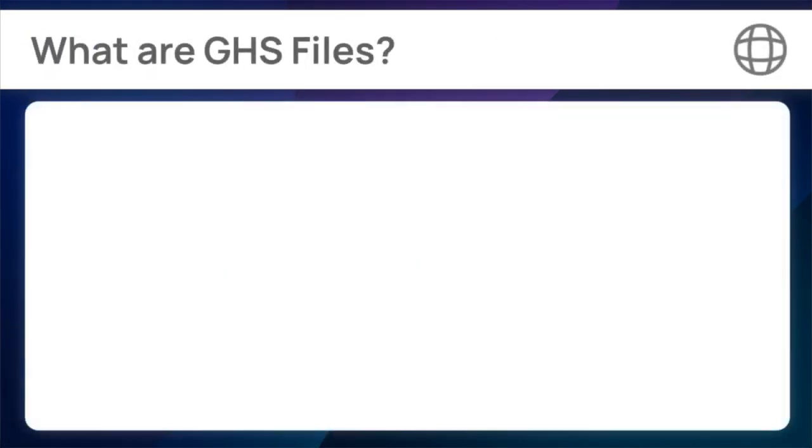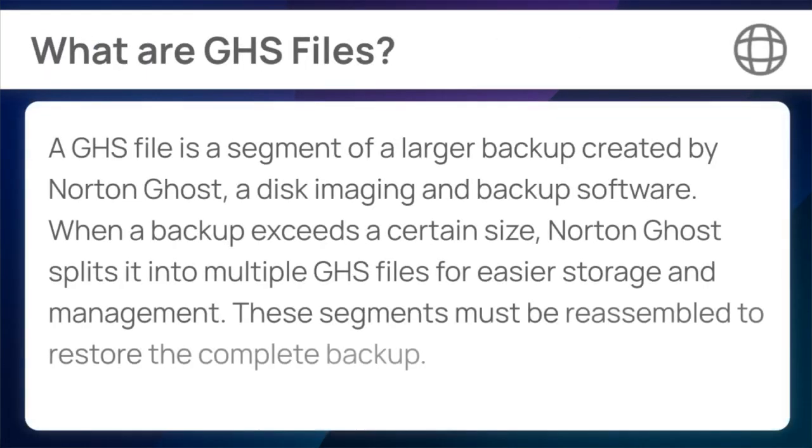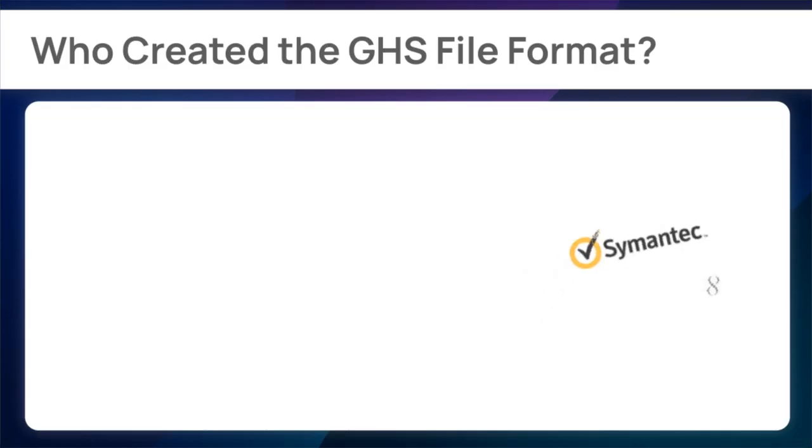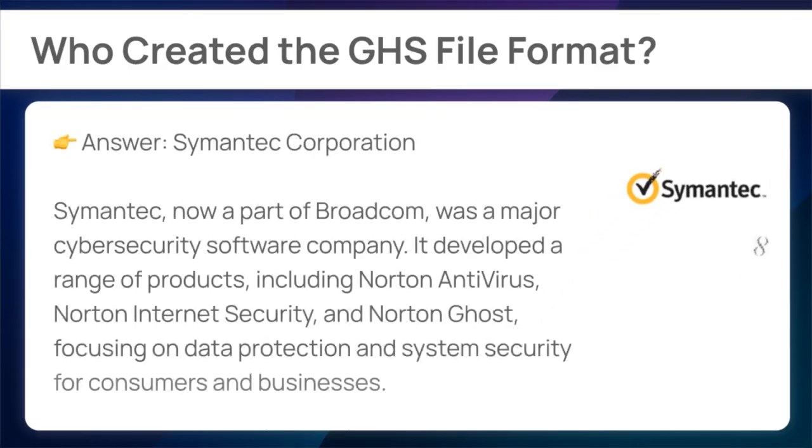A GHS file is a segment of a larger backup created by Norton Ghost, a disk imaging and backup software. When a backup exceeds a certain size, Norton Ghost splits it into multiple GHS files for easier storage and management. These segments must be reassembled to restore the complete backup.